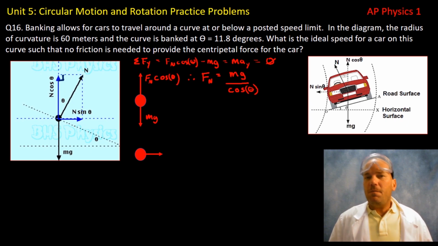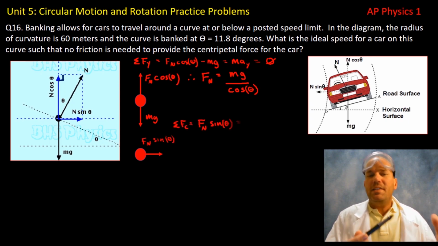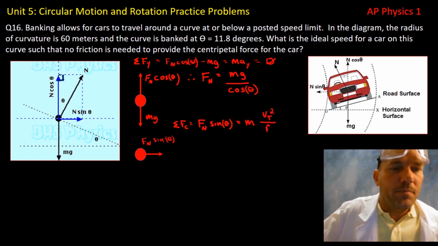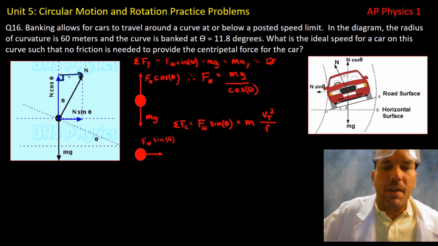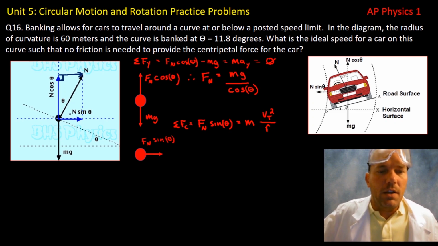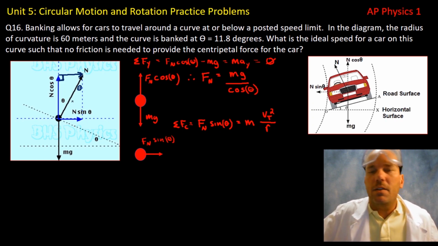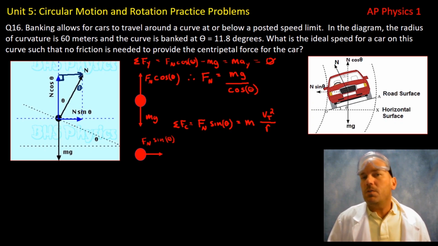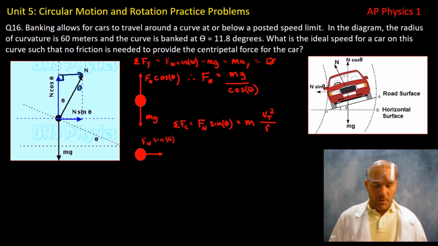So, summing the forces inward, we get that the force normal sine theta. Again, if we look at our geometry here, this is that inward force. It is opposite of theta. You can use this triangle as well, using this angle is equal to 11.8 degrees. Opposite of that, and of course our hypotenuse or resultant vector is force normal. So force normal sine theta equals mass times the centripetal acceleration.